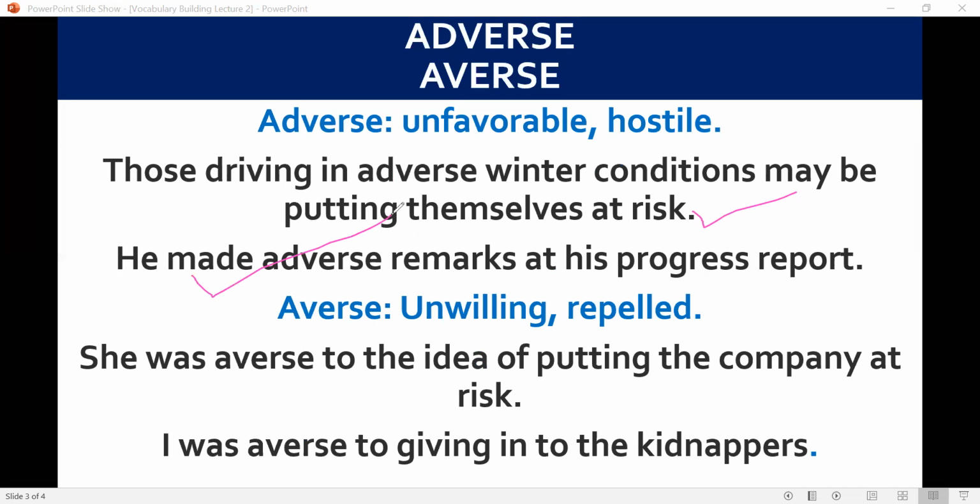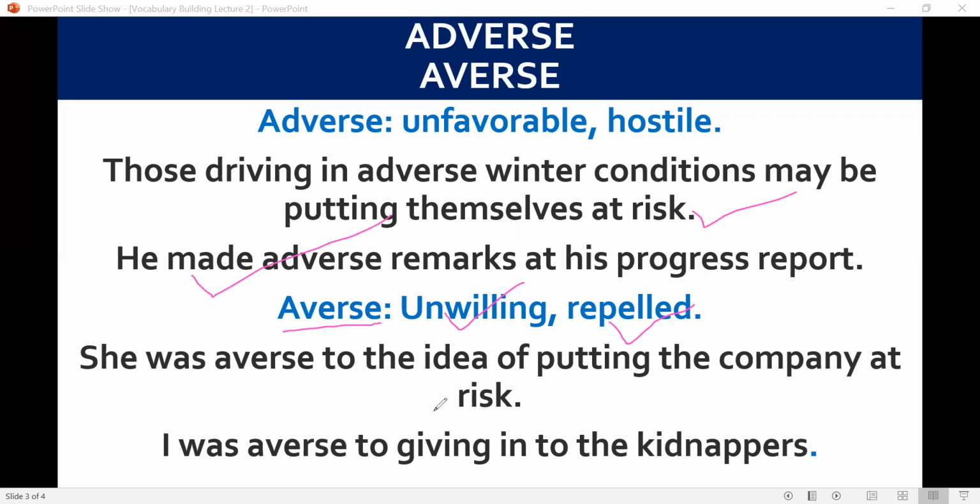So this is something with the actual doing, actual work, while averse is related to the feelings, unwilling, repelled. Adverse is not related to the feeling, it is related to doing something. Averse is related to the feeling as it means unwilling or repelled. Something which repels you, something which forces you not to do, something which makes you nauseated to do it, something which you are not willing to do.